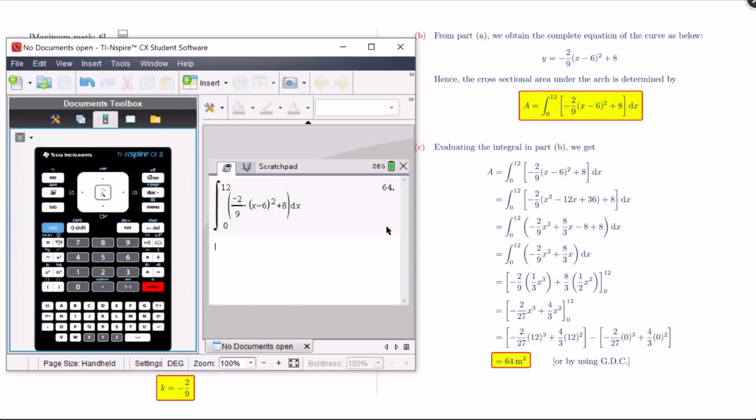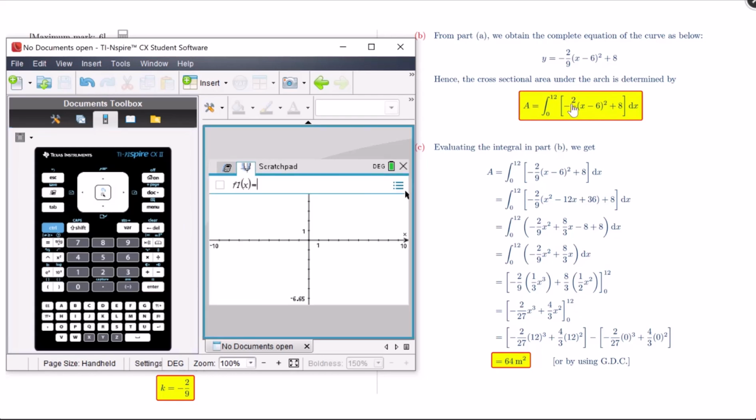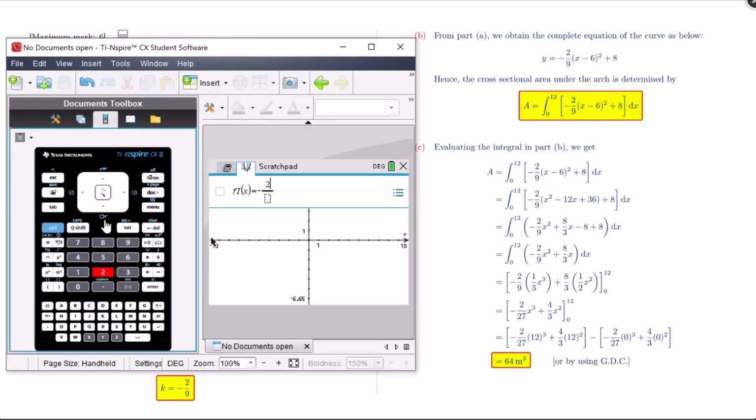Very easy. If you're confident using your calculator, fantastic. Let's actually do it in the graphing section now. So I'm going to enter this equation here and plot it on the graph. So this is negative 2 on 9, x subtract 6, all squared, plus 8. Now I may need to adjust my zoom setting shortly.